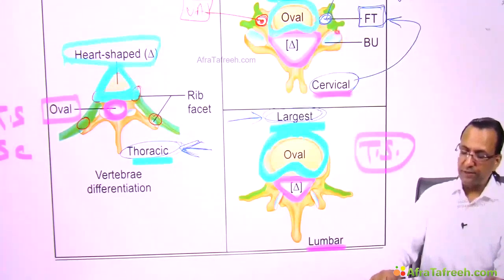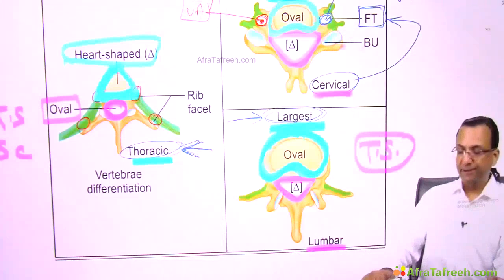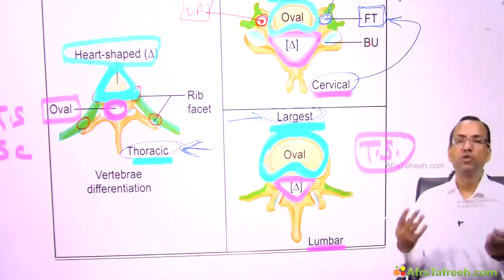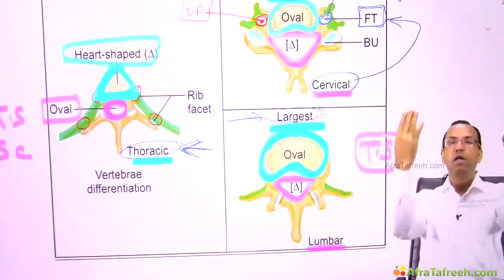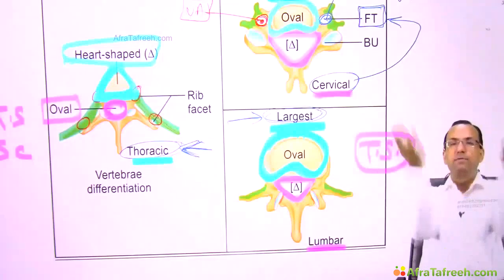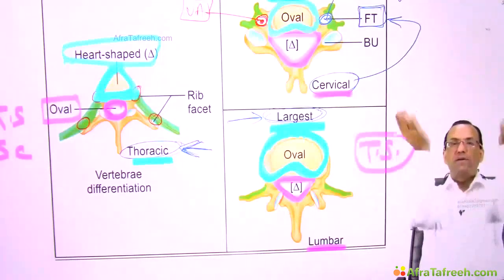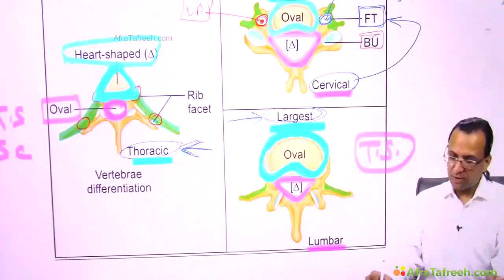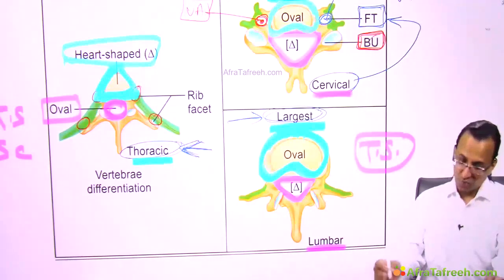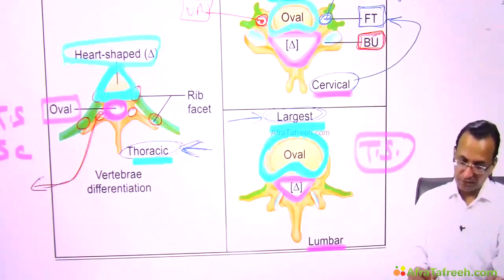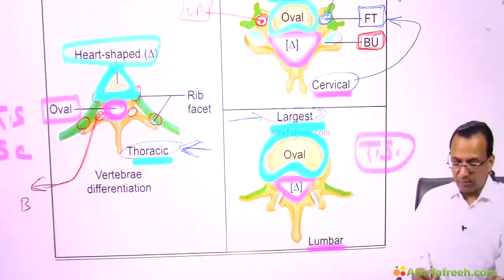One more thing. The superior articular facet of the cervical vertebra is directed backward and upward. Why would I want to know that? Because it is an identifying feature from the thoracic. What about the thoracic superior articular facet? It is also backward and upward, but it is directed laterally also.